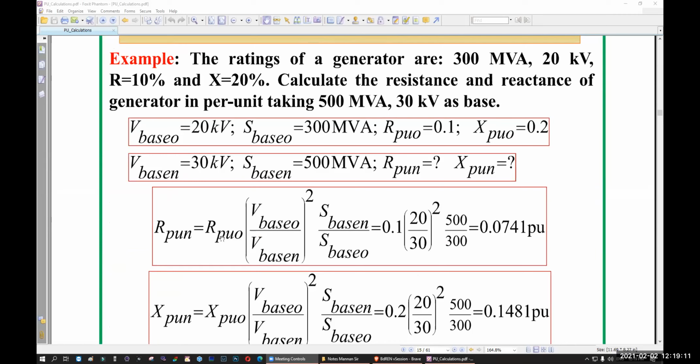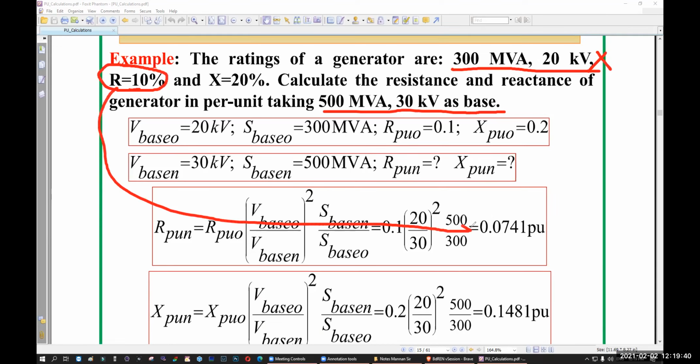So your R per unit old is equal to 0.1, V base old is equal to 20, V base new is equal to 30 whole square, 500 divided by 300. So how much you got? 0.0741. That means this was for this particular ratings, but this is not your ratings anymore. Your ratings is now this one as your base. So how much will be R? This much is your R now. What about X? Again, same calculation.